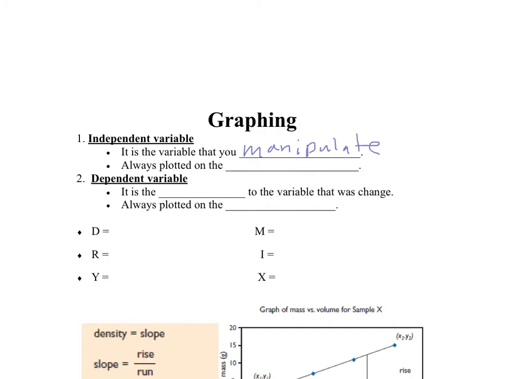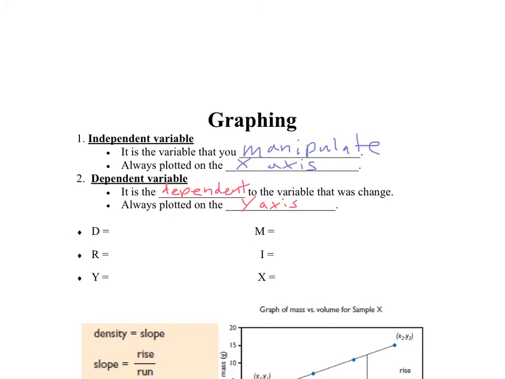And it's always plotted on the x-axis. And the dependent variable is the dependent. It is the thing that depends on the variable that was changed, on the independent variable. And it is always plotted on the y-axis.